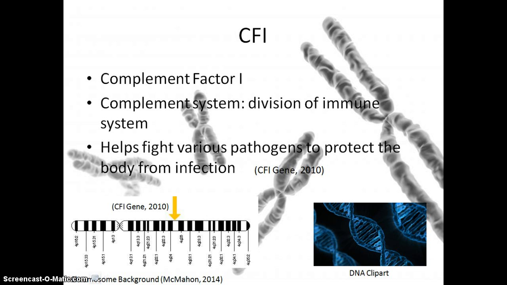Another gene found in chromosome 4 is CF1, or complement factor 1. And the complement system is a division of the immune system which helps to fight various pathogens such as bacteria and viruses to protect the body from various infections.